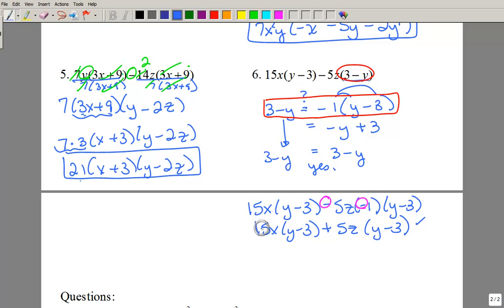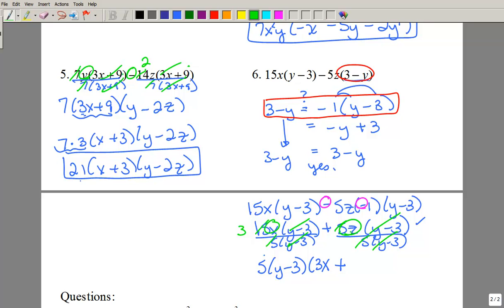So I'm thinking 15 and 5 are both divisible by 5, so I'm going to take out a 5. I now see that y minus 3 is in common. So if I divide each of these by 5 and a y minus 3 and reduce, 5 goes into 15 3 times. So I want to put my parentheses. I have 3x plus, those reduce, and I have plus z. And again, I look to make sure I've gotten all the common factors out of those binomials, and I have. So I really want you to think about these opposites and be able to recognize those.